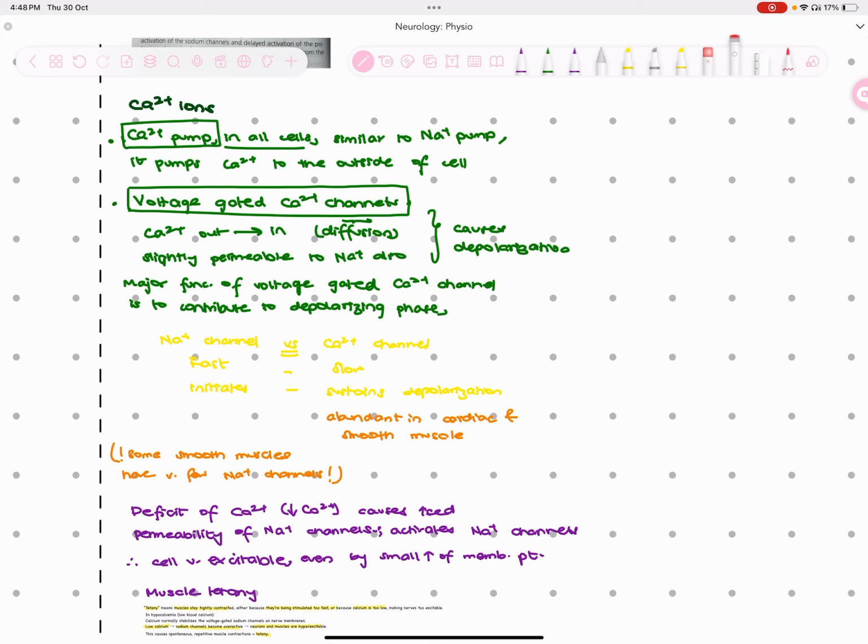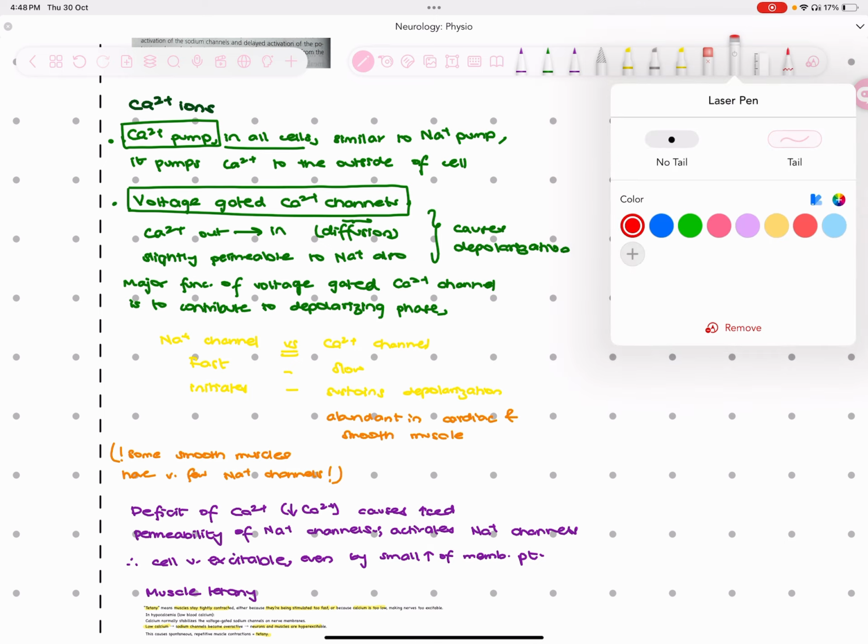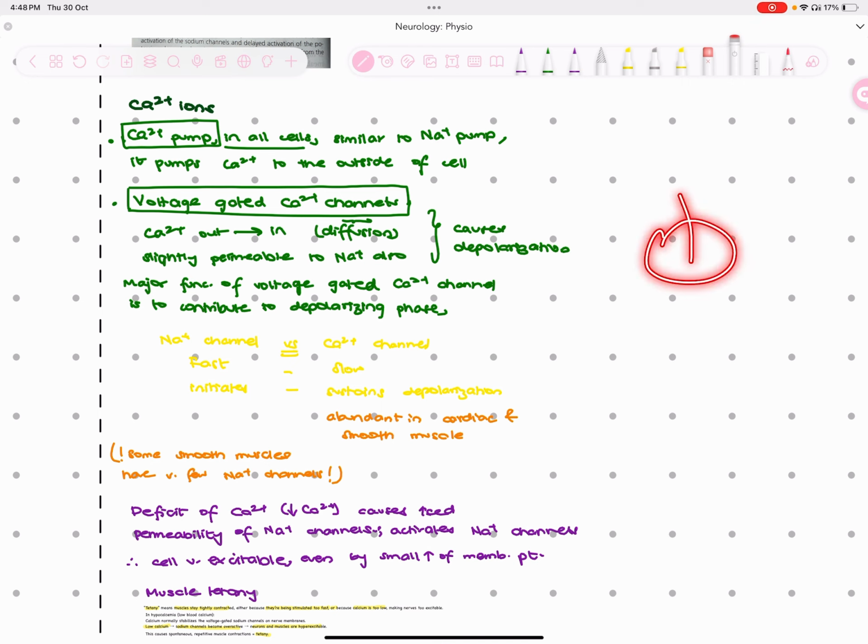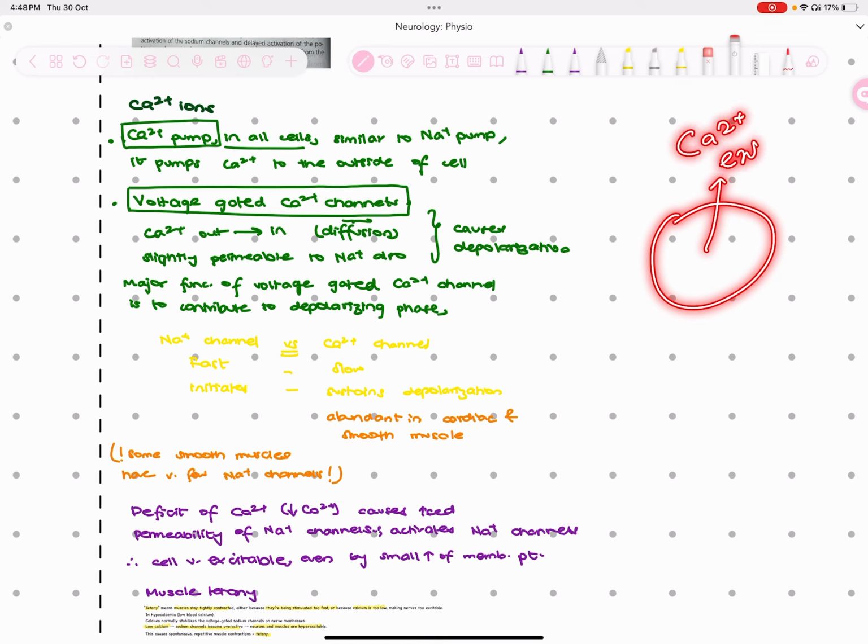Every membrane in the body has a calcium pump. We already established that in previous videos. The calcium pump works similarly to the sodium pump. It pumps calcium from inside the cell to the outside. So inside there is very little calcium. It does have some, but very little in quantity. This is the calcium pump's job. Calcium extracellularly is very high. This is established; we already know this also.